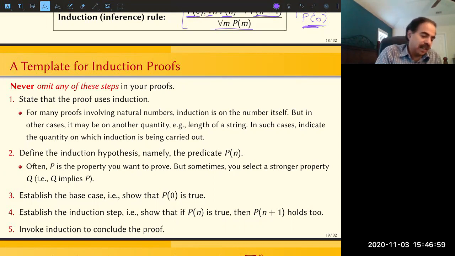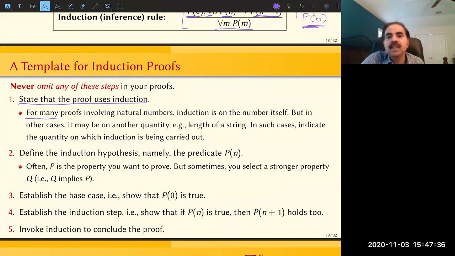Okay, so just like well-ordering proofs, there is a 5-step process for establishing induction proofs, right? So the first step is you would say, I'm going to use induction, right? And in general, when you do an induction proof, the induction is on some quantity, okay? Some quantity that is an integer, okay? But most of the example proofs that we will do will be proofs involving properties of numbers.